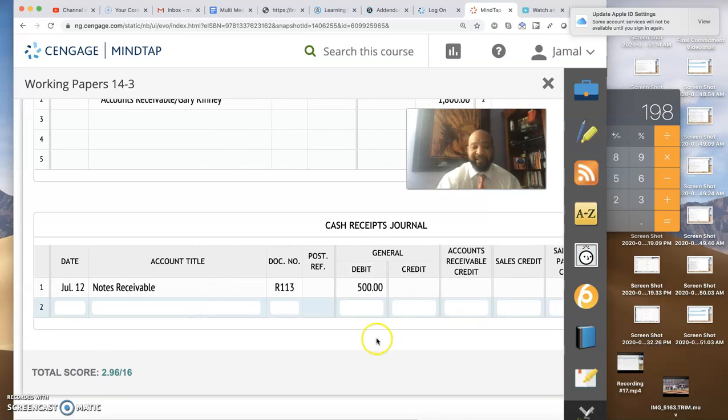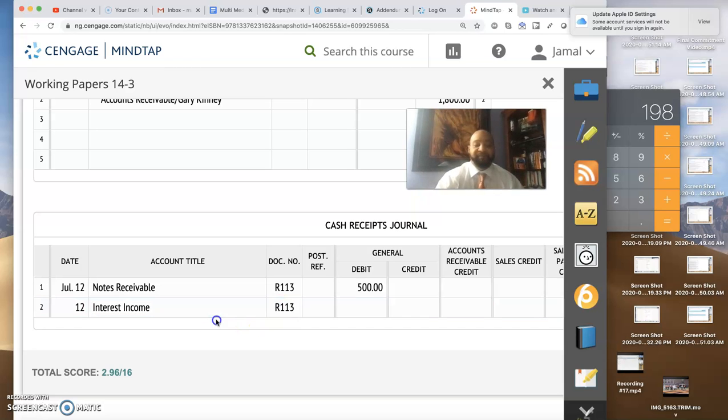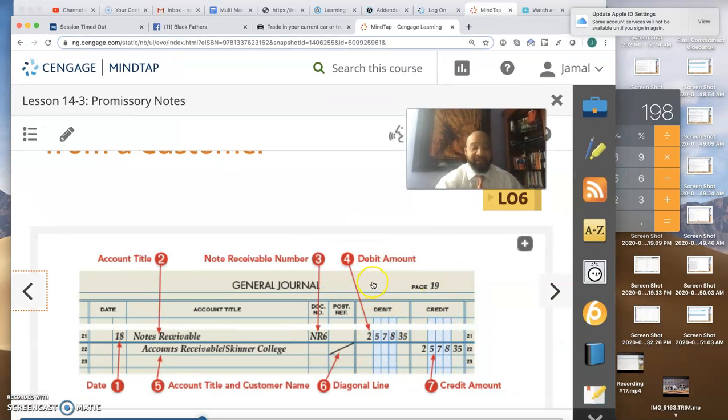But there's another piece to this. Also on this date, on the 12th, we received some interest income. We didn't give her that money for free. She has to pay for that. Same document numbers, receipt 113. And you know what? Let me make sure if we have to put that date in there twice.